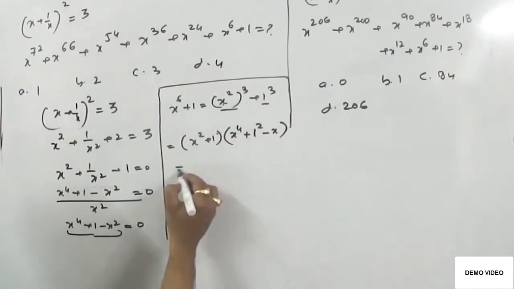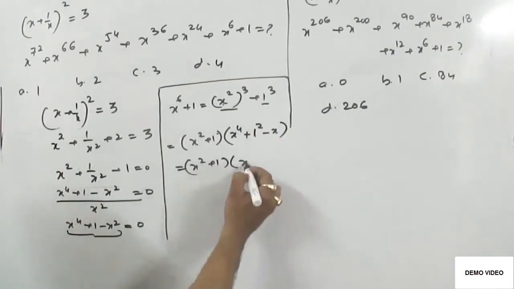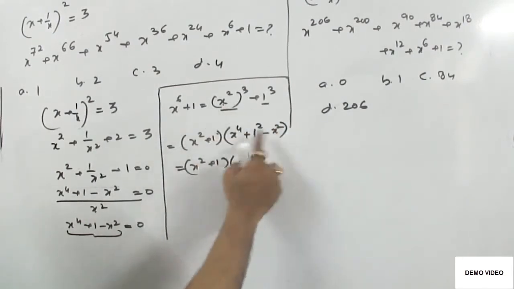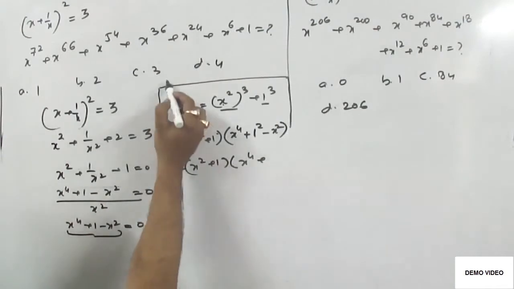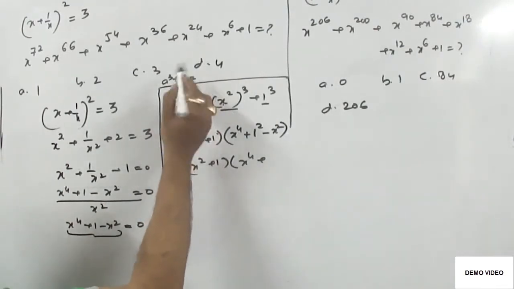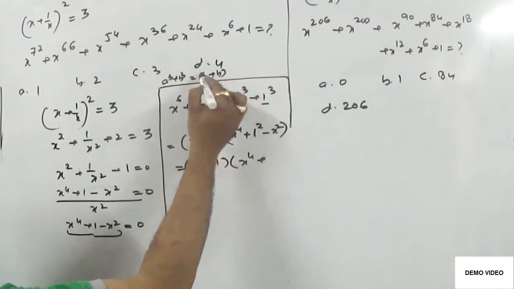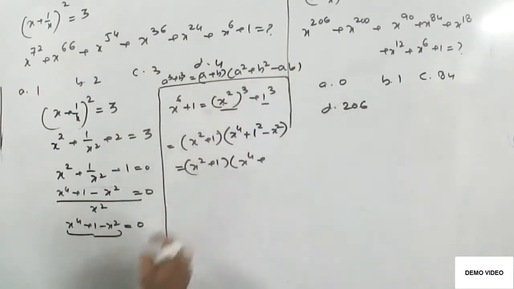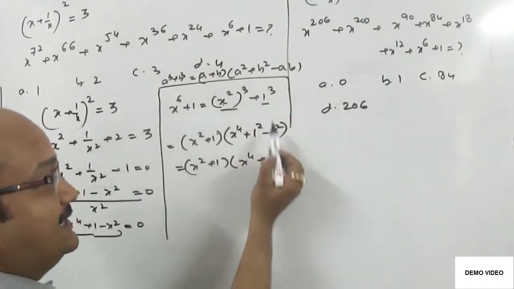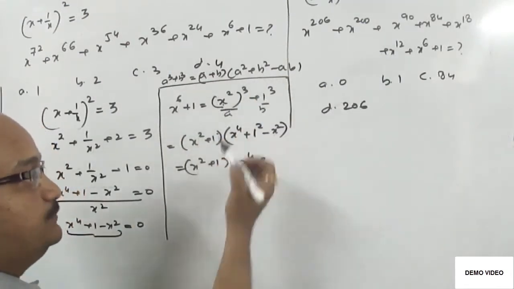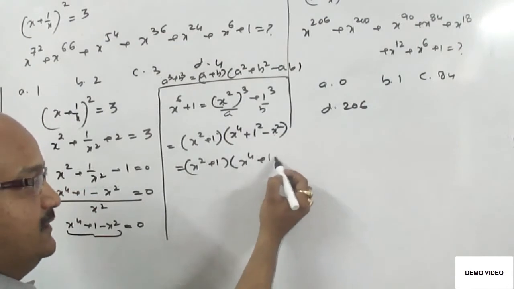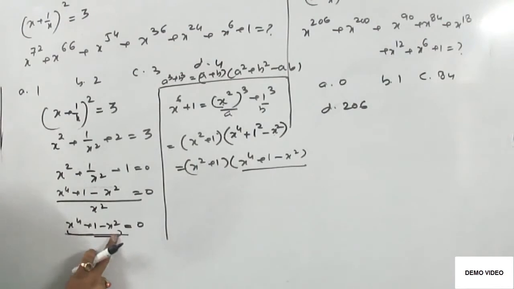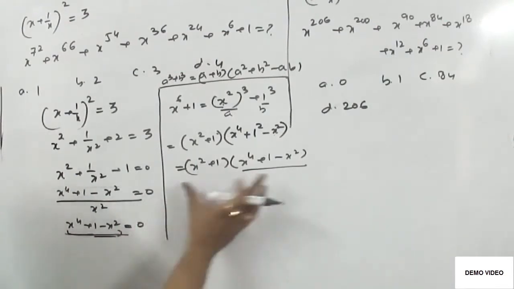Now, how can we apply this method in this and this? See, this is x to the power 72 and we have x to the power 6 equal to minus 1. So it would be x to the power 6, whole power 12. x to the power 6 is minus 1, so it would be plus 1. This would be plus 1. x to the power 66 we can write as x to the power 6 whole power 11. It would be minus 1.